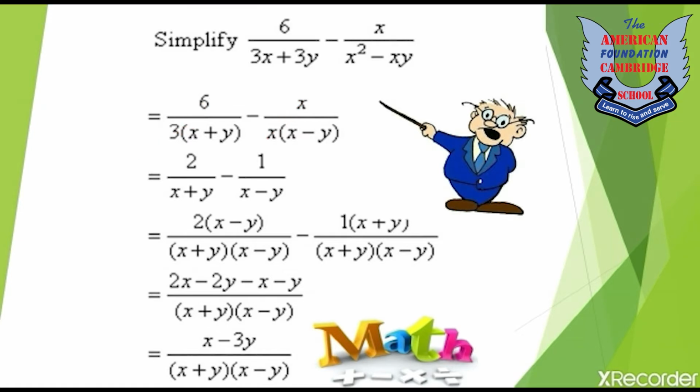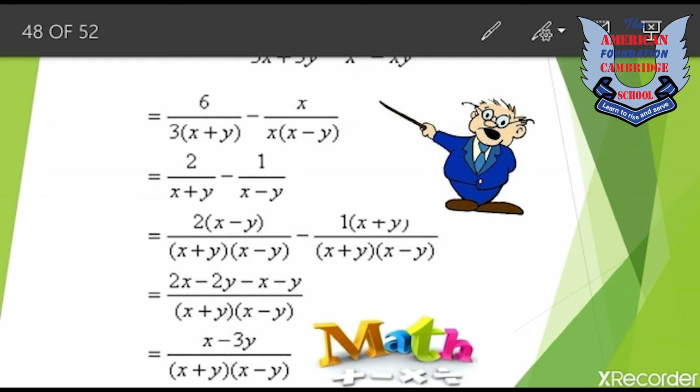and open both the brackets. Two into x will be equal to 2x, minus 2 into y will be equal to 2y, minus 1 into x will be equal to minus 1x, and minus 1 into plus y will be equal to minus y.